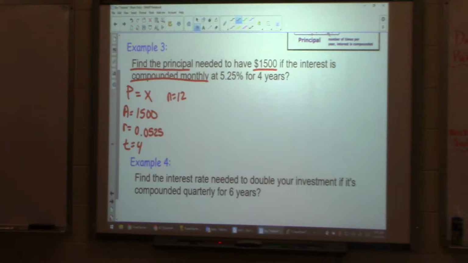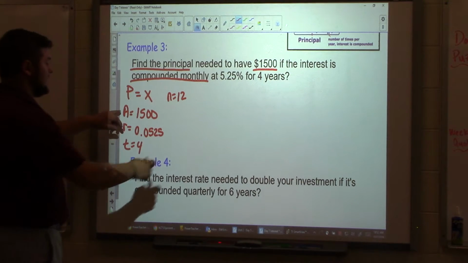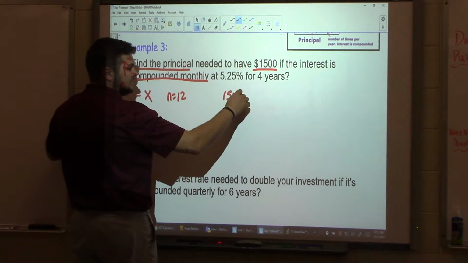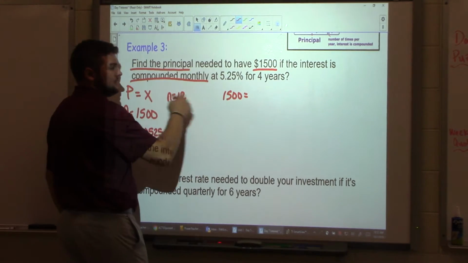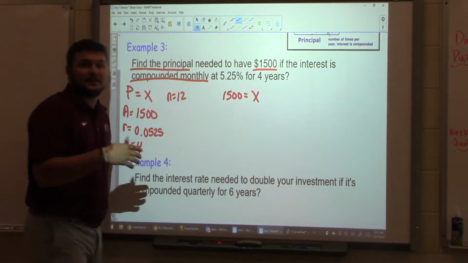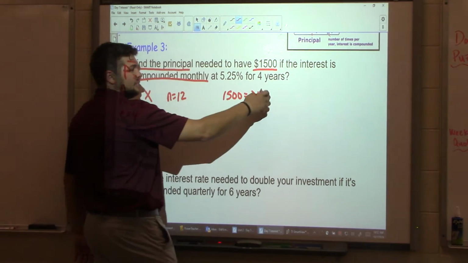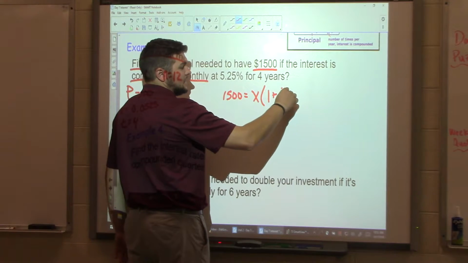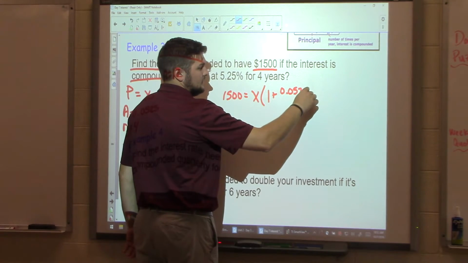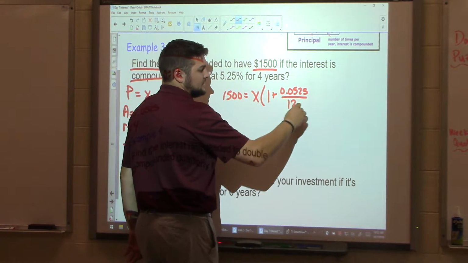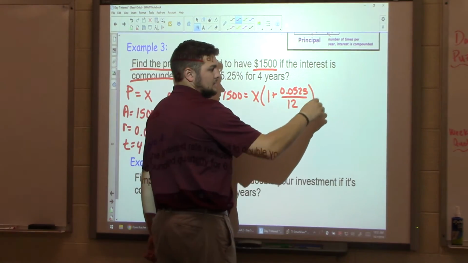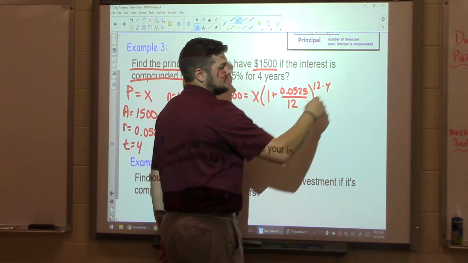Good. All right, I'm going to take all those values, plug them in. A equals, so 1,500 equals my principal, which is X. Guys, if you want to leave it as a P for a variable, I don't care, that's fine. I just need a variable there. Times 1 plus my rate divided by the number of times I compound, to the number of times I compound times time power.